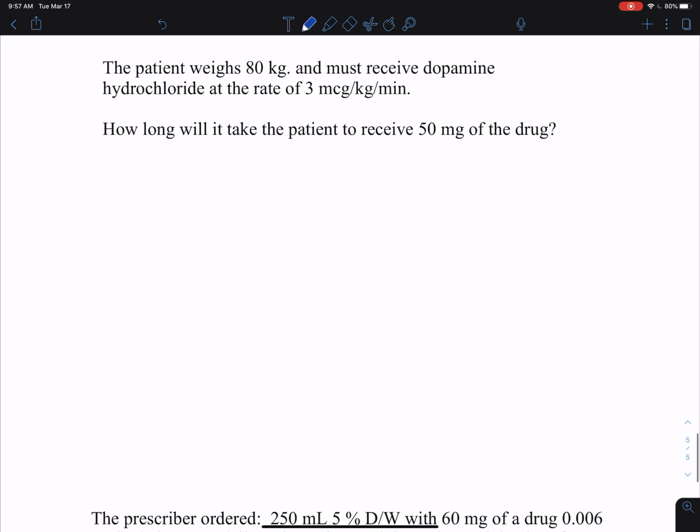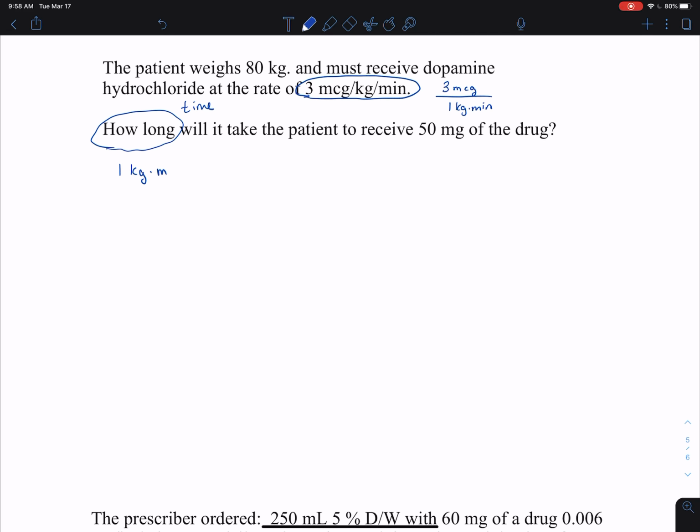If we look at another example, it says the patient weighs 80 kilograms and must receive dopamine hydrochloride at the rate of 3 micrograms per kilogram per minute. How long will it take the patient to receive 50 micrograms of the drug? Because they're asking how long, we know that we want our answer to be time. So this time when I look at that compound rate, the 3 micrograms per kilogram per minute, instead of writing it as 3 micrograms over 1 kilogram per minute, I'm going to flip that unit fraction in my dimensional analysis.